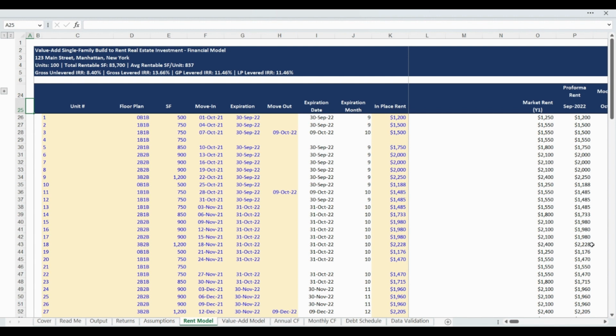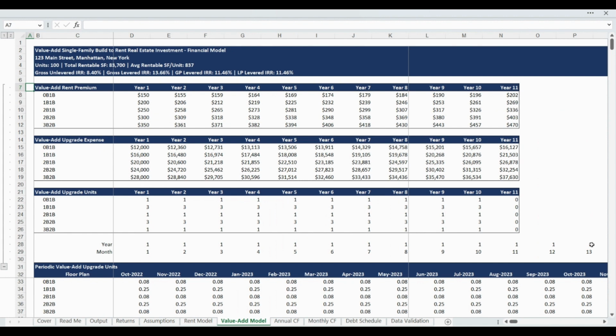Now that the rent model is complete, we will review the value-add model. Please note the rent model only calculates the market rent changes as leases turn over to the forecasted new lease market rent or renew to the forecasted renewal rent rates. The value-add model ingests all of the value-add assumptions you apply to forecast additional rent premiums as well as capital expenses incurred as you execute the business plan.